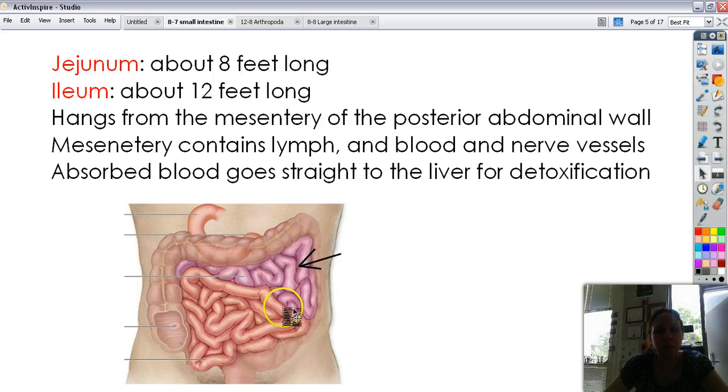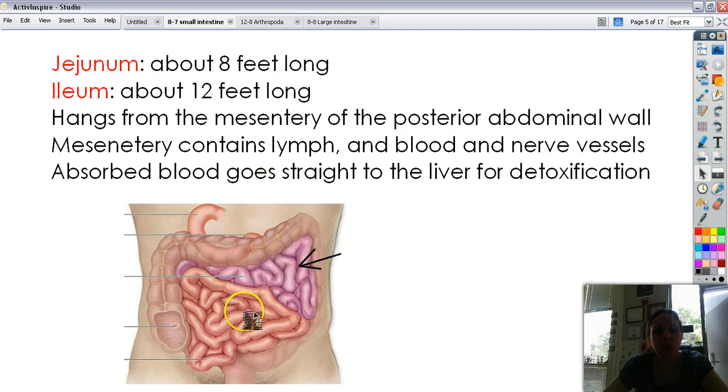Alright, the jejunum, the next portion, which we see down here in purple, is only about 8 feet long, so longer than the duodenum, not nearly as long as the ileum. There really is no structural difference between the jejunum and ileum. There's nothing dumping out into it. It's all pretty much exactly the same.